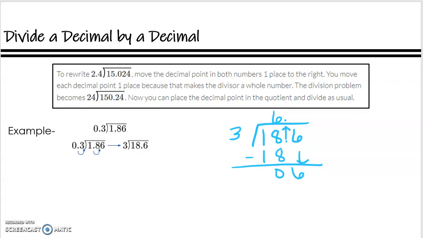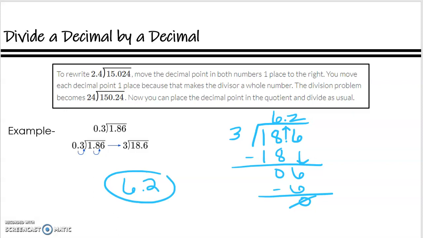And 6 divided by 3 is 2, which is exactly 6. So we zero out. So our answer is 6.2. And if you want to check, which is always a good idea, you can actually check the original problem. You can do 6.2 times 0.3 and you will get 1.86.